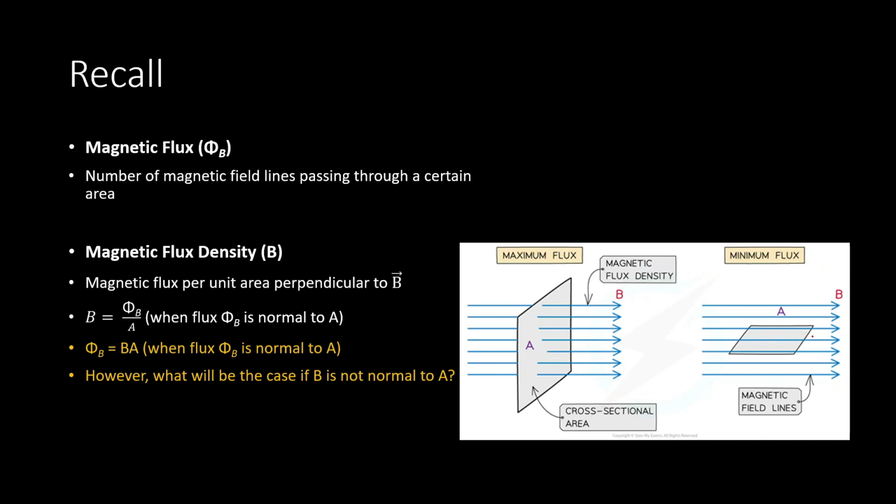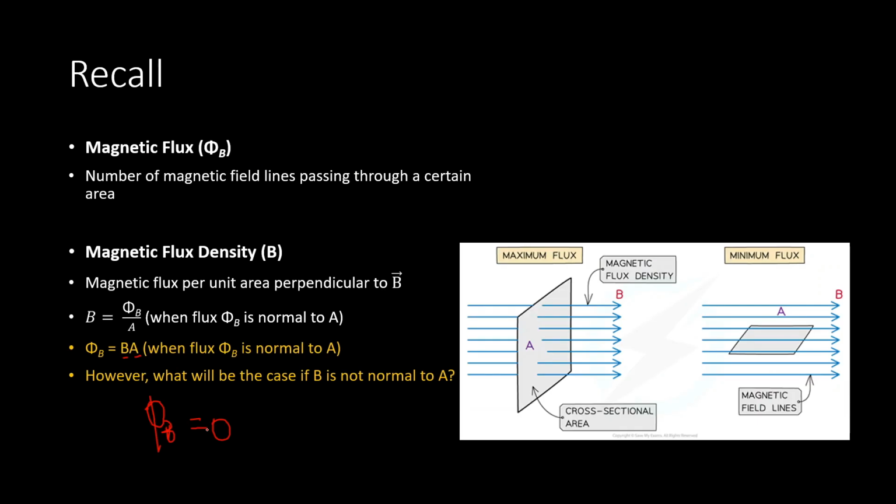In this case, there are no magnetic field lines perpendicular to the area A. So in this case, the phi B will be equal to 0, because even though we have B and we have A, they are not perpendicular to each other. So in this case, it's going to be 0.